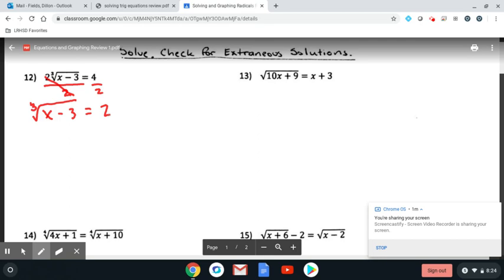All right, so once we're here, now we have to get rid of that third root symbol. Just like if it was a square root and we square both sides, now since it's a third root, we can raise that to the third power and it'll cancel out. But whatever we do to one side, we have to do to the other. So on my left side, I'm just going to be left with an x minus 3.